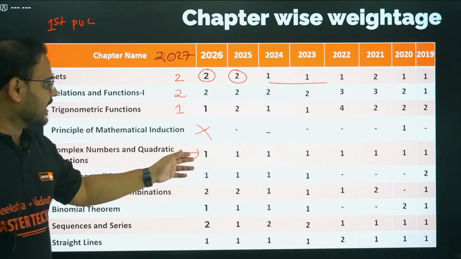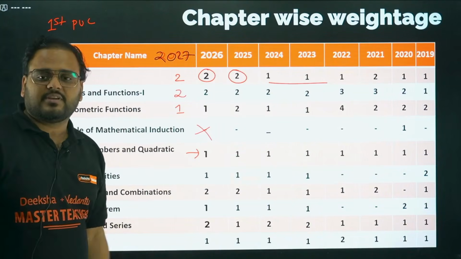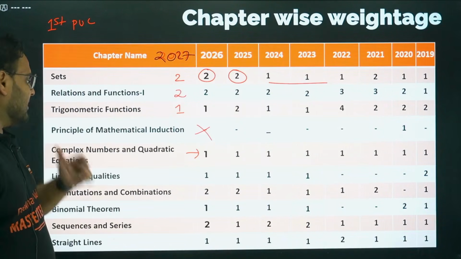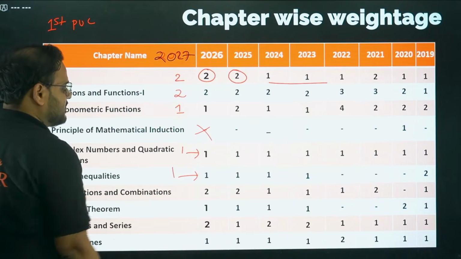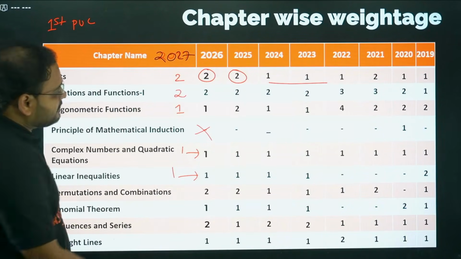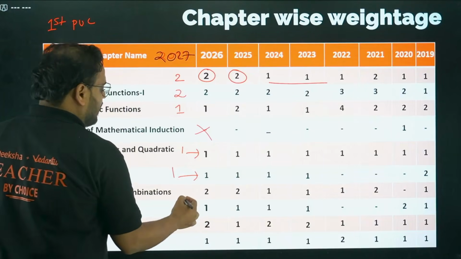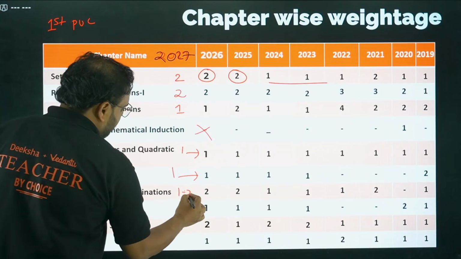Sometimes they don't ask also, but you can see the trend of the last several years. One question is almost every year has been asked. Inequality also, one question is fixed, so same one over here as well. Permutation combination, for the last 2 years they are asking 2 questions. So again over here also we can expect 1 to 2 questions.